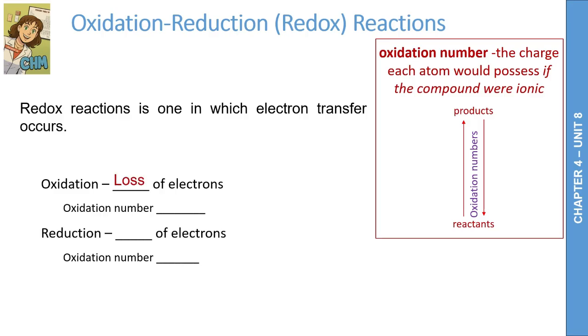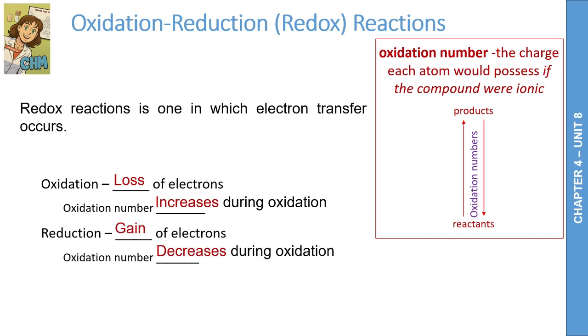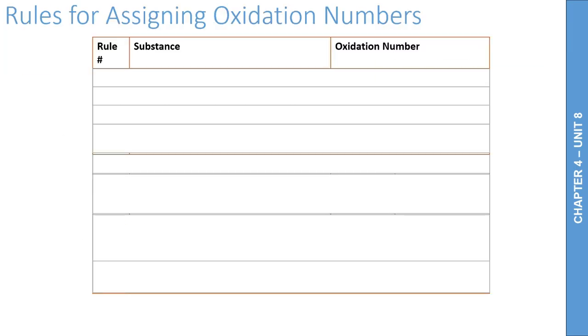I'm here to talk a little bit about the redox reaction, which is one in which electrons transfer, of course. Oxidation is loss of electrons, with the oxidation number increasing during oxidation. Reduction is gain of electrons, so the oxidation number decreases during reduction. It's very important to know the rules for assigning oxidation numbers.